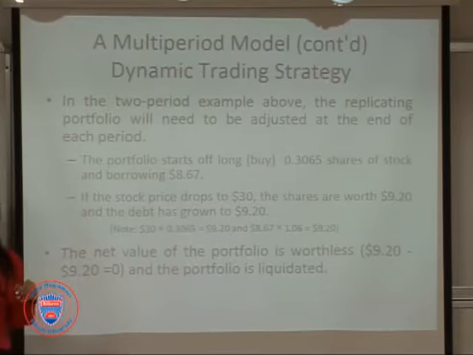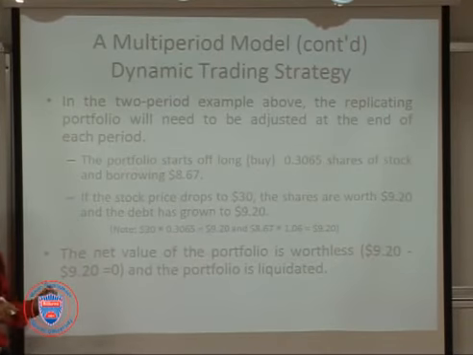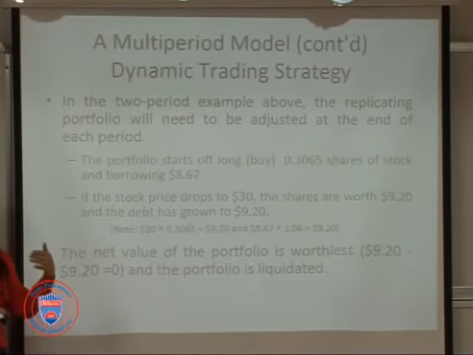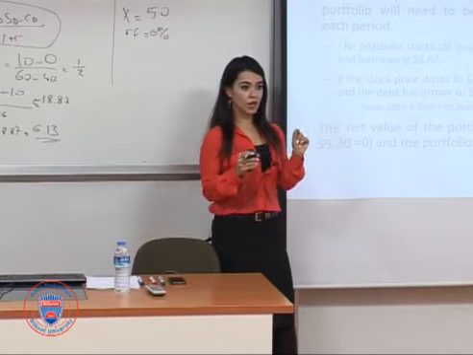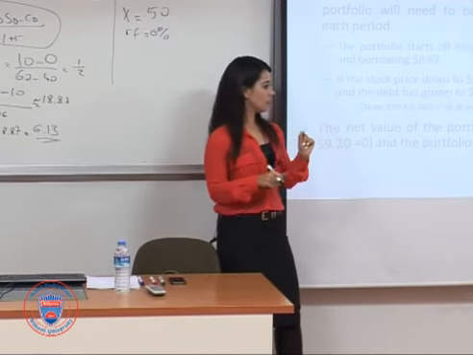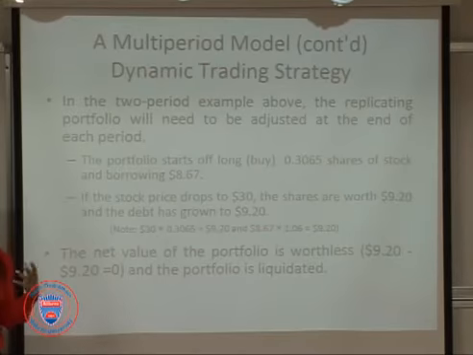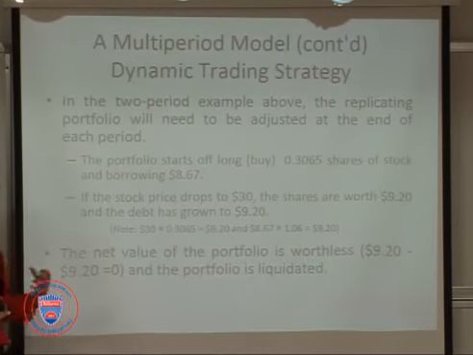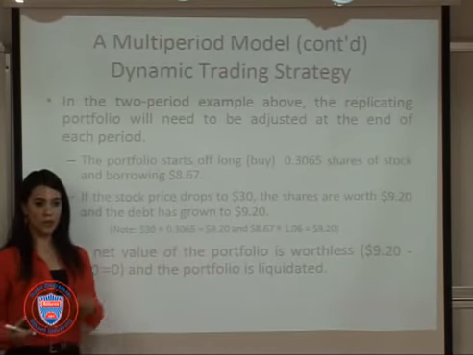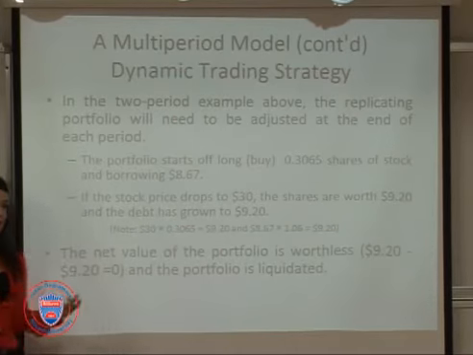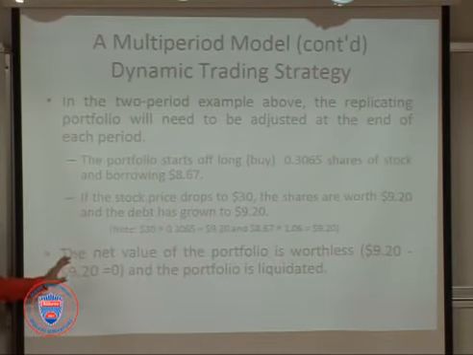And your debt grew by the risk-free rate. So you borrowed 867 from the bank, grew it with the risk-free rate of 6%. So now your debt value became 920. As you can see, your portfolio is worthless. Your stock's value is 920. You have to pay off your debt to the bank, 920. So that's what happens if the price drops to 30.